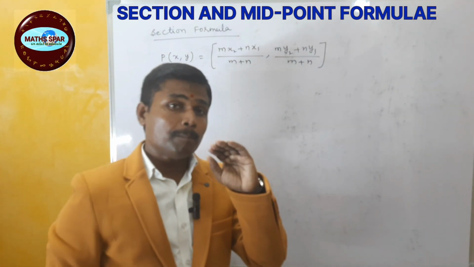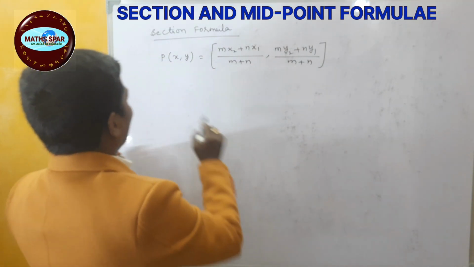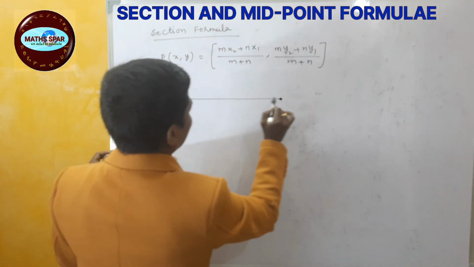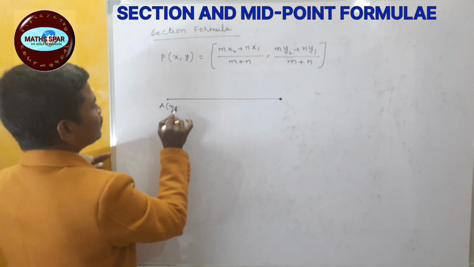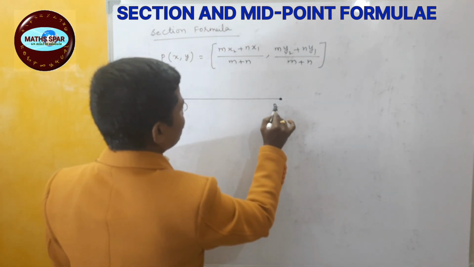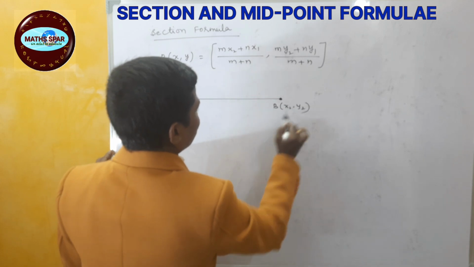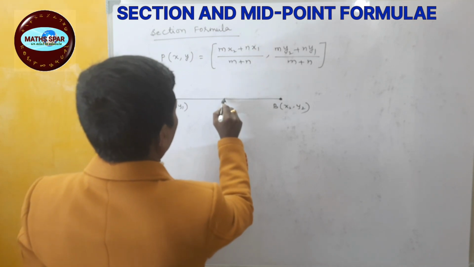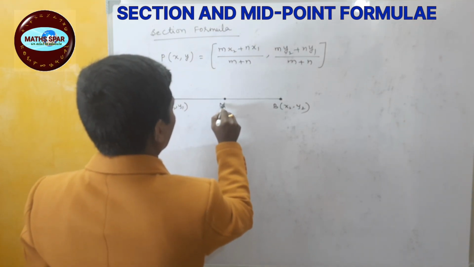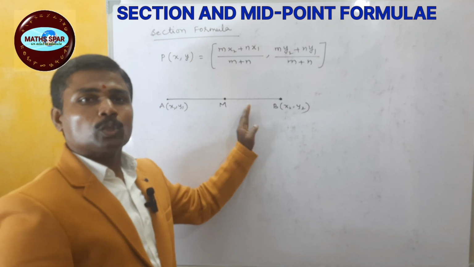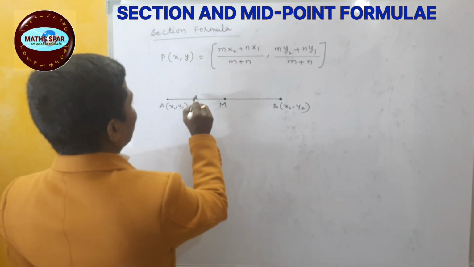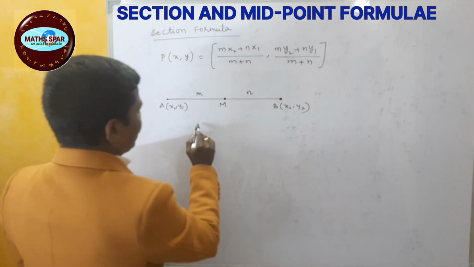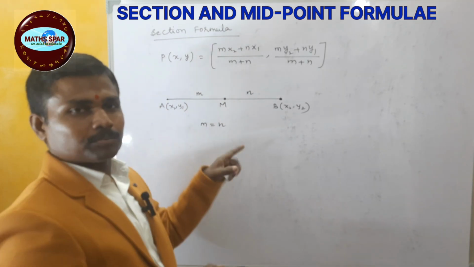Now the midpoint formula. To find the midpoint formula, first let us take 2 points, A of x1 comma y1, B of x2 comma y2. Midpoint means it will bisect the given line segment in two equal parts. That is, suppose if the ratio m is to n is given, m is equal to n here.